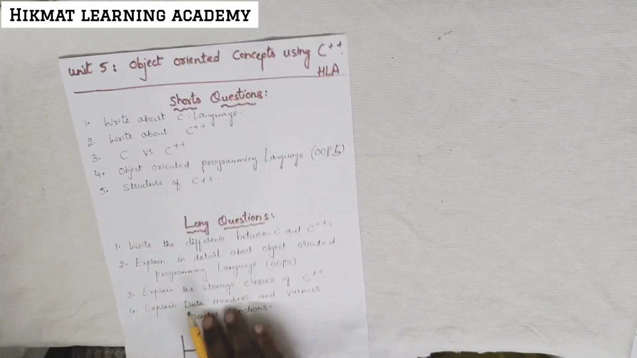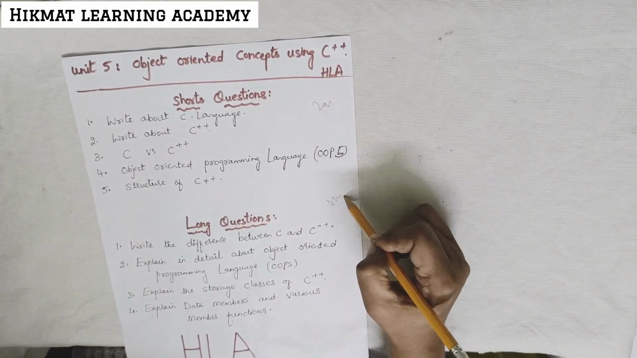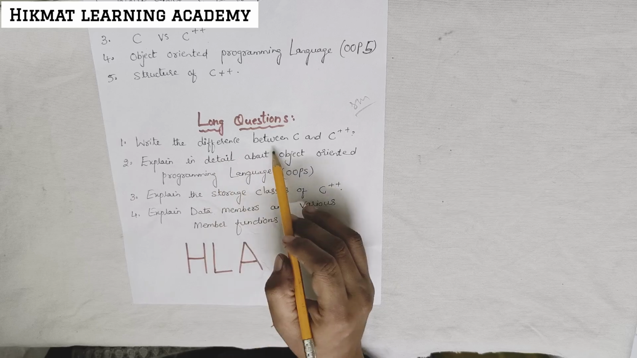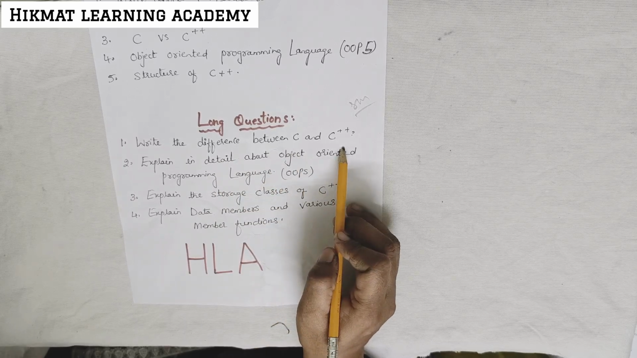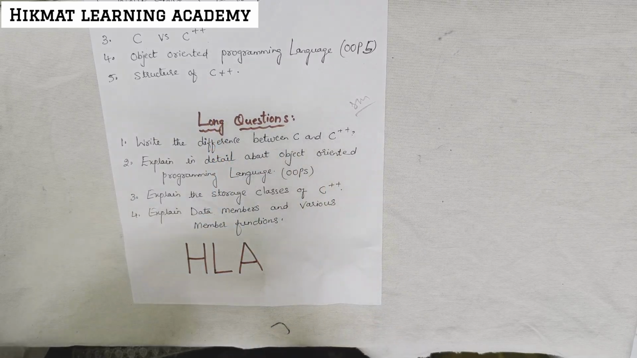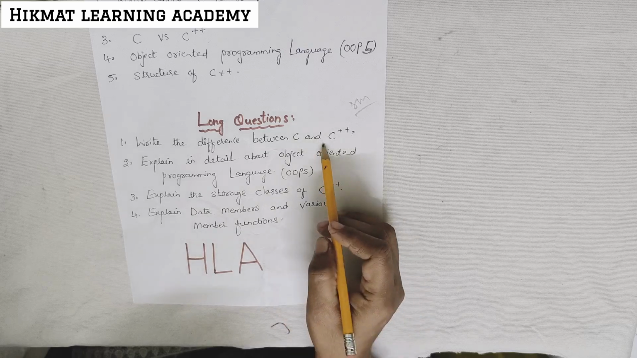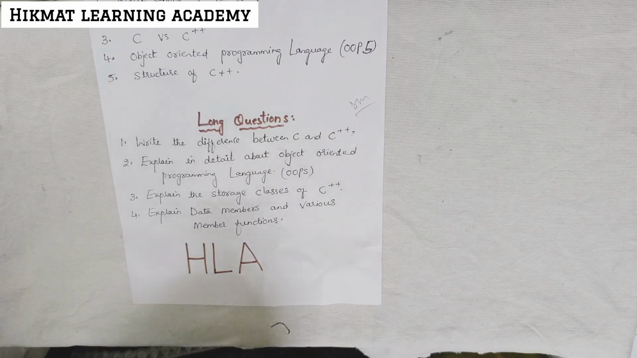Short questions consist of 2 marks and long questions consist of 8 marks. So write the difference between C and C++. In the short you are preparing, there only one line, 5 points you have, but here you have to write what is C, what is C++. First write down the meanings. Even though difference is asked, you write down the meaning first, then that.